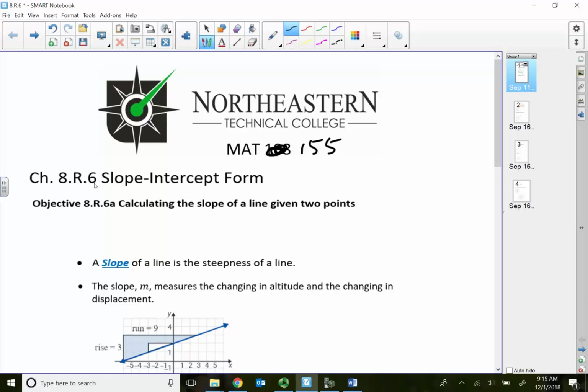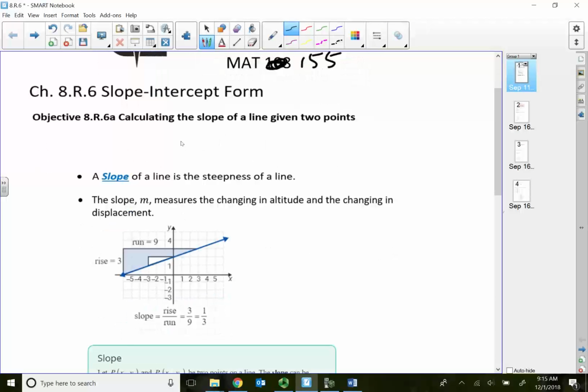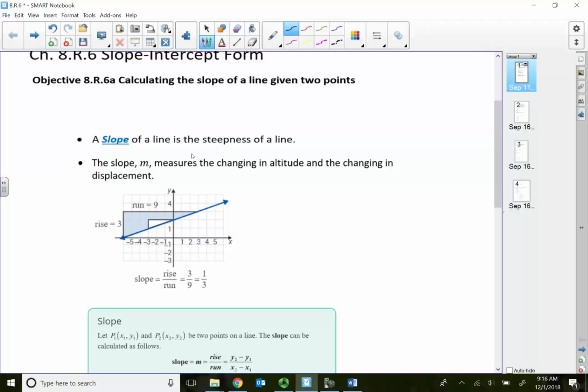Section 8.6 Integrated Review. We're going to take a look at what we call the slope-intercept form in this particular section. But before we talk about the slope-intercept form, let's take a look at the idea of a slope. So what is a slope? A slope is referring to the steepness of a line, how steep a line is. We call that a slope.